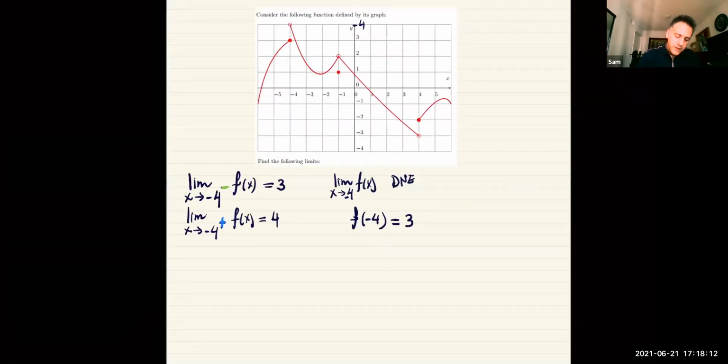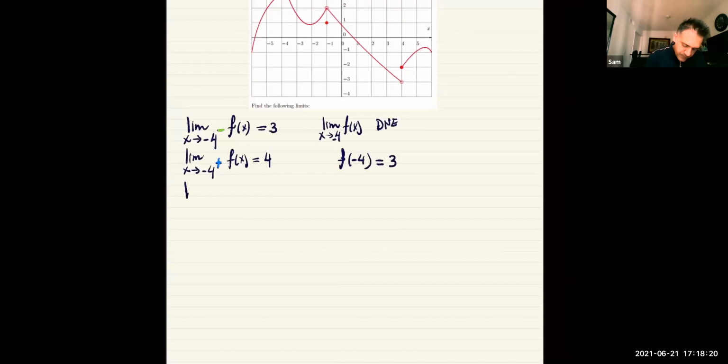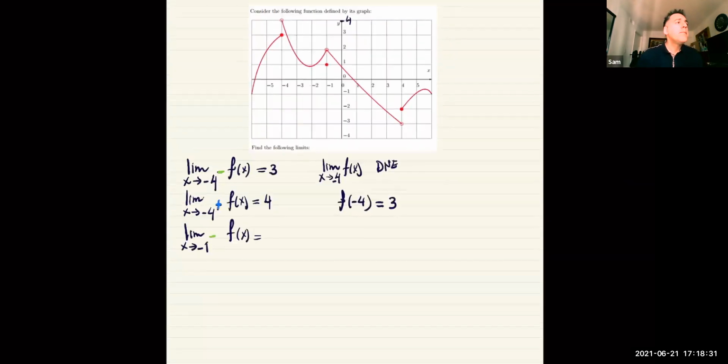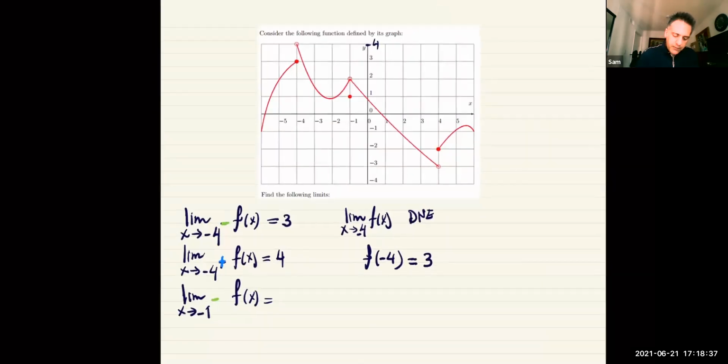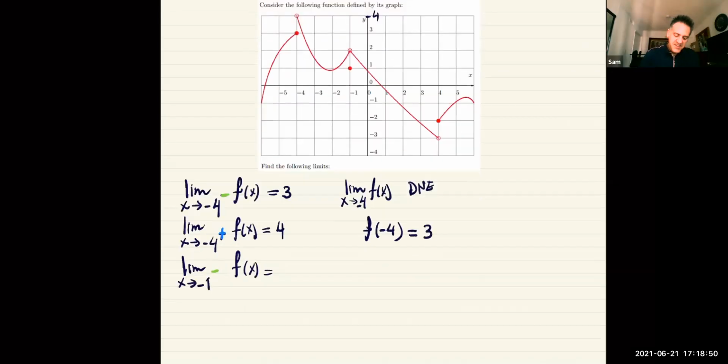Okay, so that's that. Let's talk about -1. So limit as x goes to -1. Let's go from the left. Does Randy want to go with this one? So here is -1, and this is the left of -1. What y value do I get close to? Randy. 2.